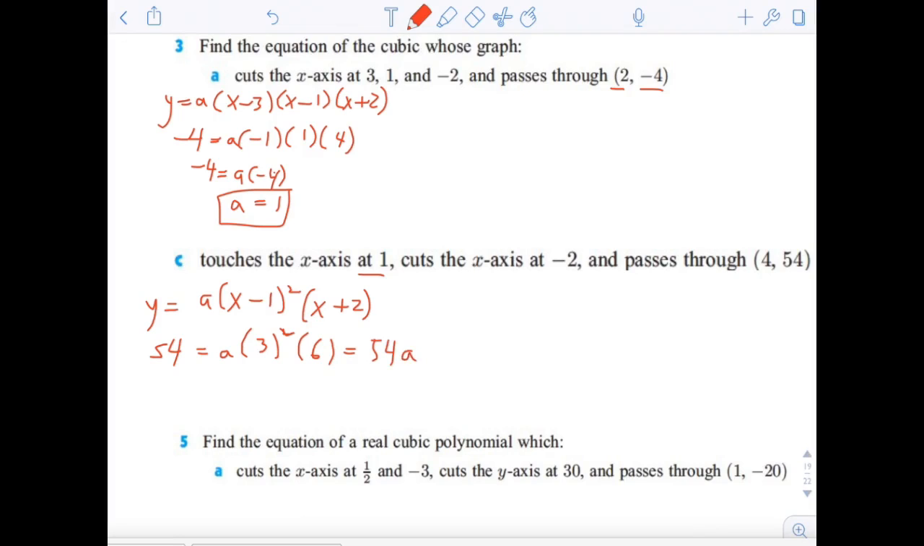54a, because 9 times 6 is 54, so actually a is just equal to 1. Okay.